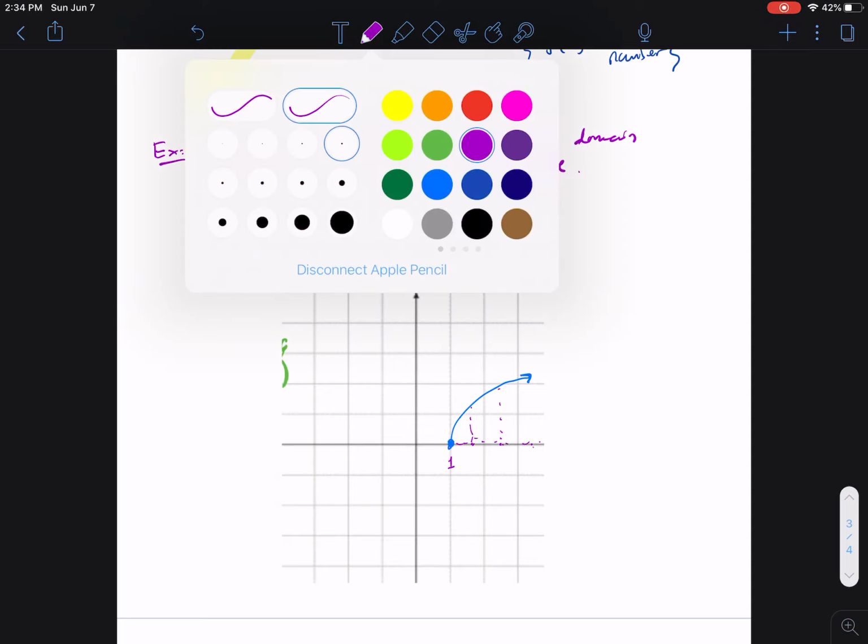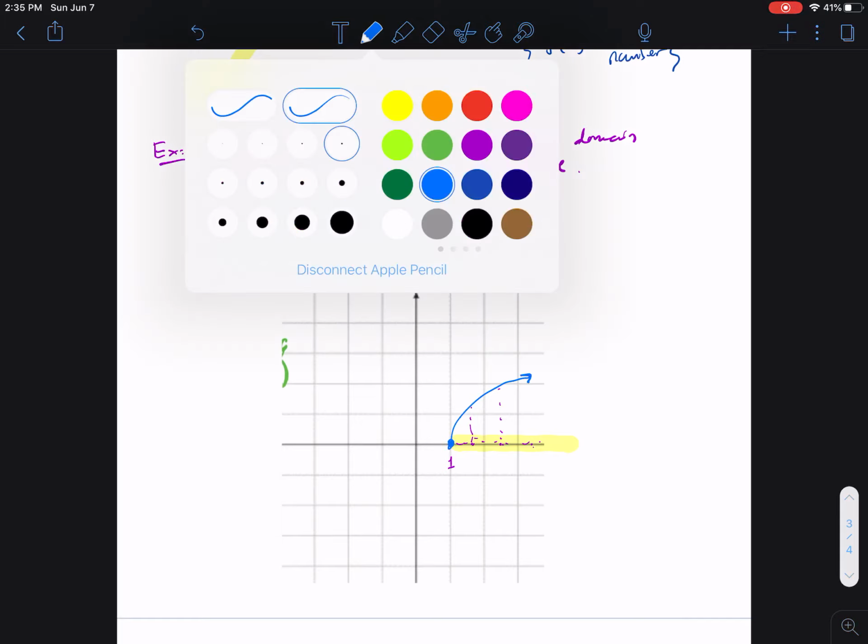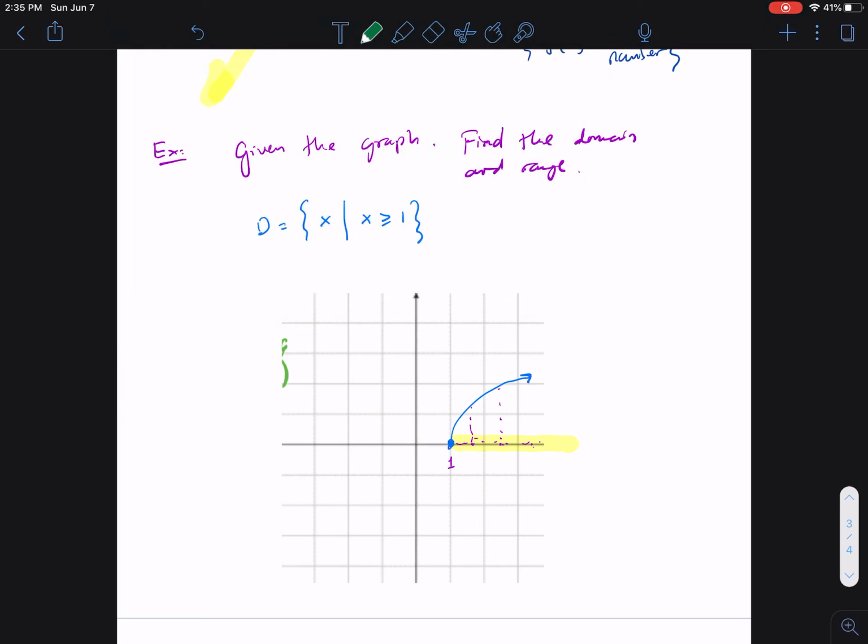Okay, so in this case, the domain, we can say the domain is everything past 1, including the 1. So we can say domain is all the x such that x is greater than or equal to 1. Okay, and the range is the output.